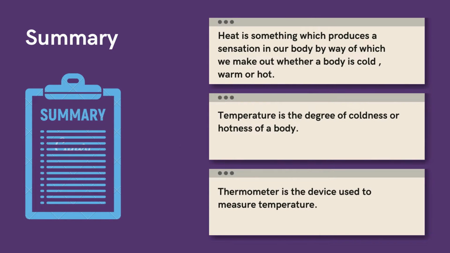So let's check out the summary of what we have learned today. We have learned about heat, temperature and thermometer. Heat is something which produces a sensation in our body by which we can conclude whether a body is cold, warm or hot. Then temperature is the degree of hotness or coolness of a body. Thermometer is a device by which temperature is measured, and there are different types of thermometer like clinical thermometer, digital thermometer, laboratory thermometer and Six's thermometer.